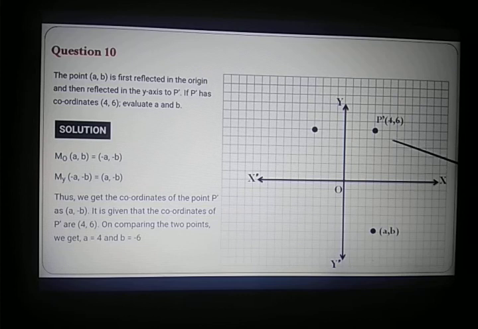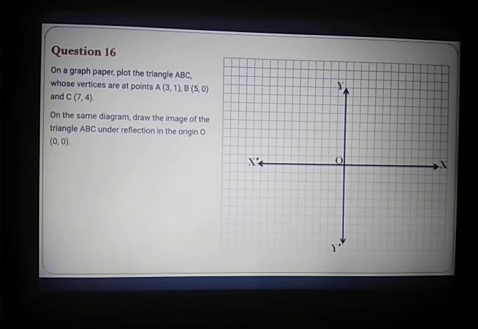But A will be equal to 4 and minus B equals 6. That is, if minus B is equal to 6, then the value of B will be minus 6. So that's what is the answer. Pause the video to note down.